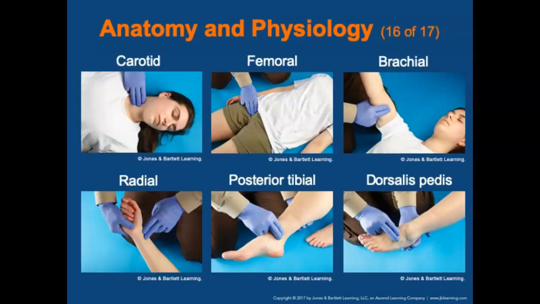This figure on the slide demonstrates common pulse points. In A, you'll see the carotid pulse. B is the femoral. You'll see the brachial pulse, the radial pulse, the posterior tibial pulse, and the dorsalis pedis.